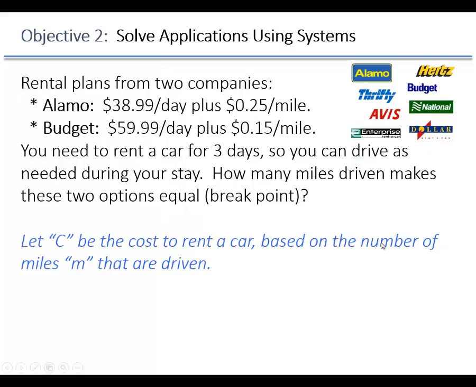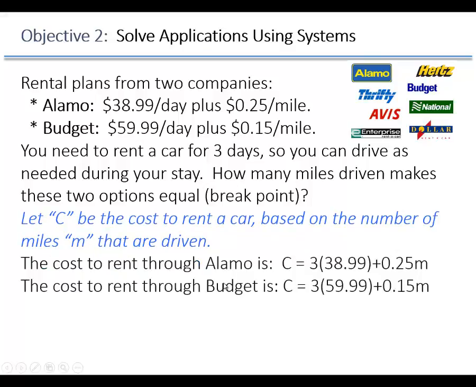Well, the first thing we need to do is define our variables. So let's let C be the cost to rent a car regardless of the company, and of course that'll depend on M, the number of miles that are driven. Then if we go through Alamo, the cost to rent the car is going to be 3 days at $38.99 plus 25 cents for each mile that we're going to put on. Same idea through Budget, but it's 3 days at $59.99 and only 15 cents per mile.